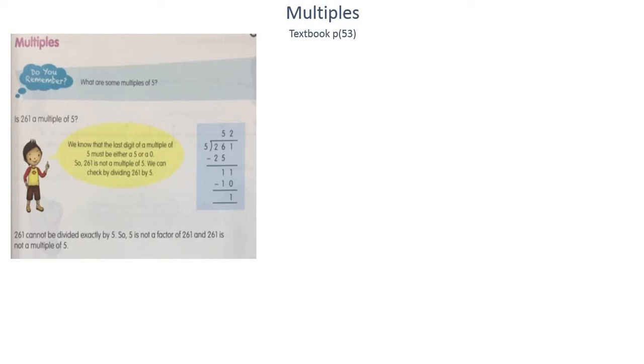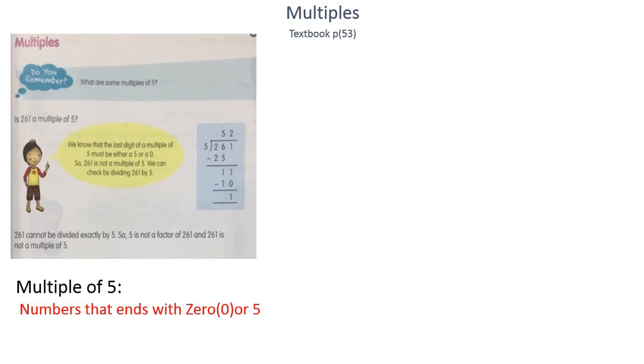So look at number 261. Is the ones place here a 0? No. Is it 5? No. So this number is not a multiple. As you see here, when they did the division, they have one remainder. So this is not a multiple of 5 because the last number, which is the ones place, is not 0 or 5. So we cannot divide it exactly by 5. So this number is not a multiple of number 5. So a big rule is: multiples of 5 are numbers that end with 0 or 5.